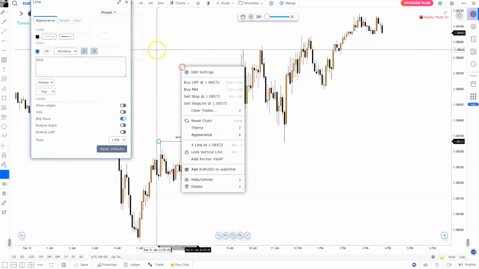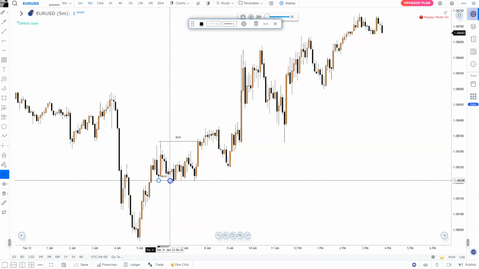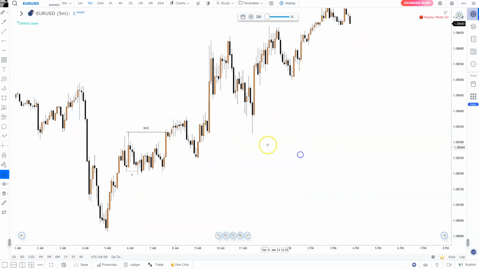It is definitely a BOS. Why? Because it induced this previous low right here. So this is a little inducement or liquidity taken. Okay, I'm gonna mark it up this way. That's a little inducement right there. That confirms that's my higher high. And so far this is my higher low, right?